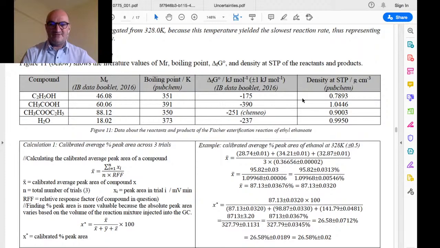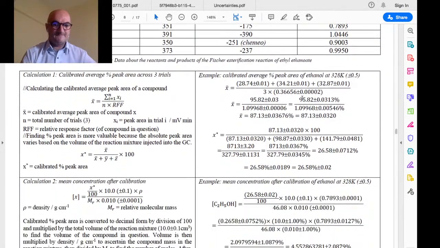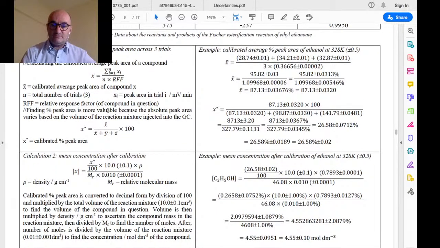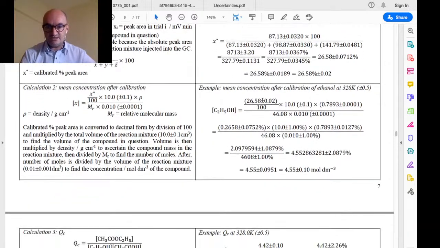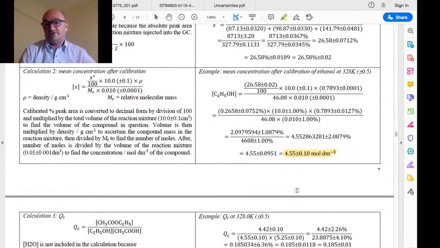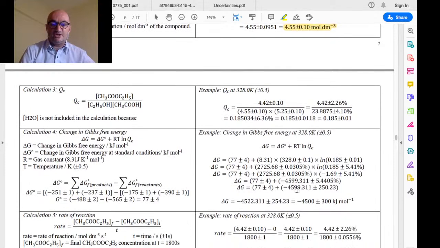He's used PubChem for the density and the boiling points. He's done his calibration, he's done his areas, exemplar calculations for each of the data that he has included. Always put exemplars, even if it's just, there's nothing difficult, this is just a mean concentration after calibration. You're just chucking the numbers in and showing where it comes from. And it comes out with a beautiful number at the bottom with consistent decimal places and units. There's nothing to fault with that. And we do check the calculations obviously as well.